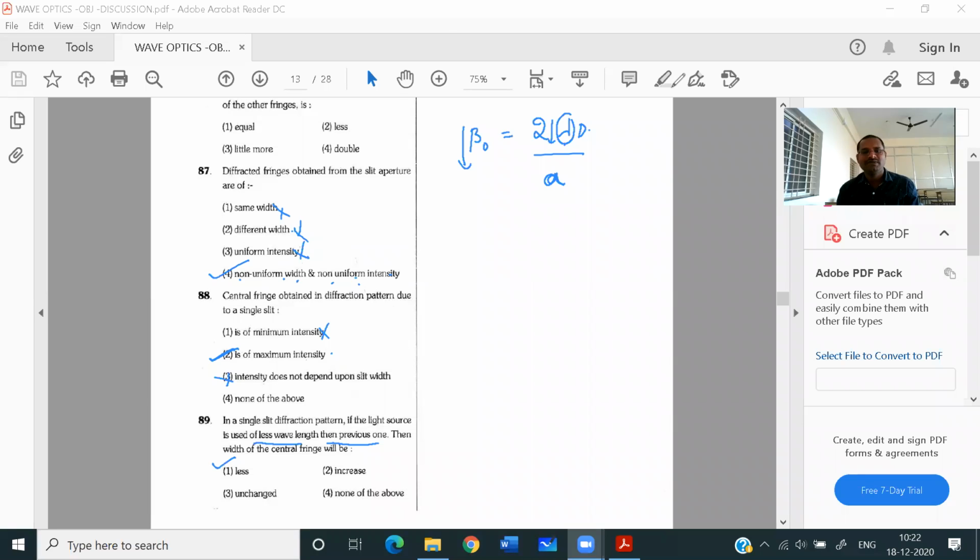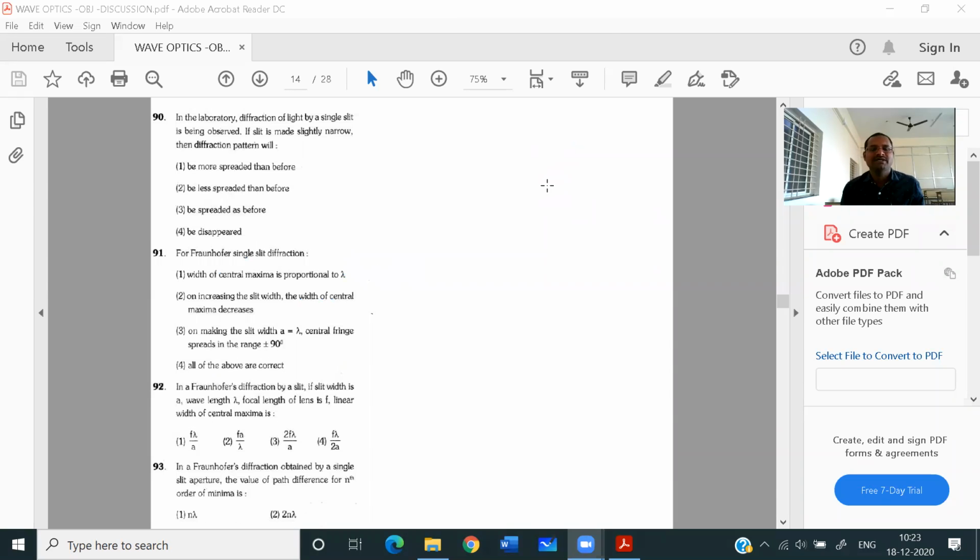Got it? Next. Question number 89 is over. Next question. What have they given? They have given that in a laboratory, diffraction of light by a single slit is being observed. If the slit is made slightly narrow, then the diffraction pattern. See, we just discussed that if this slit width increases, diffraction spreading decreases. Whereas if you decrease the slit width, then spreading will increase, because diffraction will occur more.